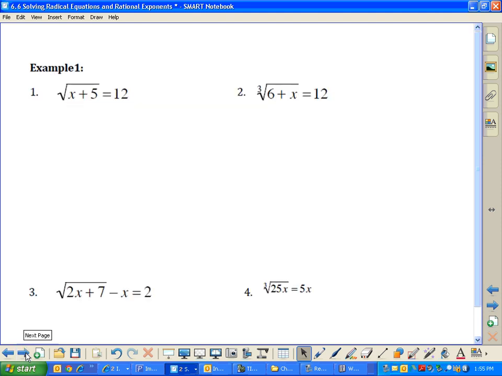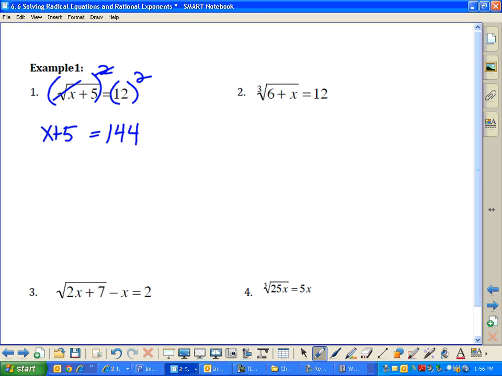Let's do them. In example 1, we're just going to do a couple of these today to make sure that your initial understanding is nice and firm. We have the square root of x plus 5 equals 12. So step 1, I isolate the radical. If necessary, it's already done. Step 2, we eliminate the radical. So we isolate and then we eliminate. If I want to get rid of a square root, I must square both sides. So I have x plus 5 now equals 144. And then I solve using SADMAP.